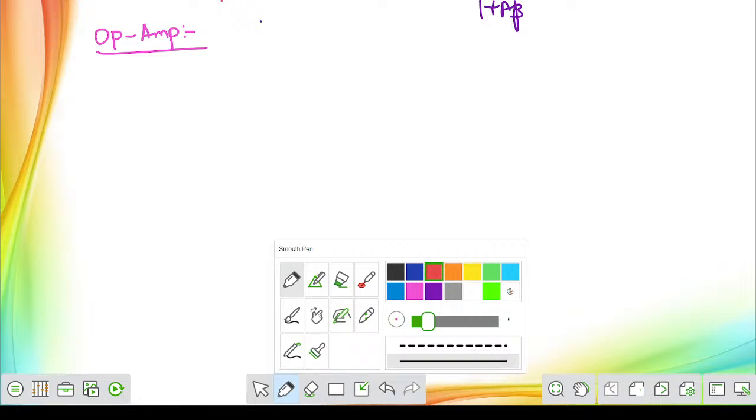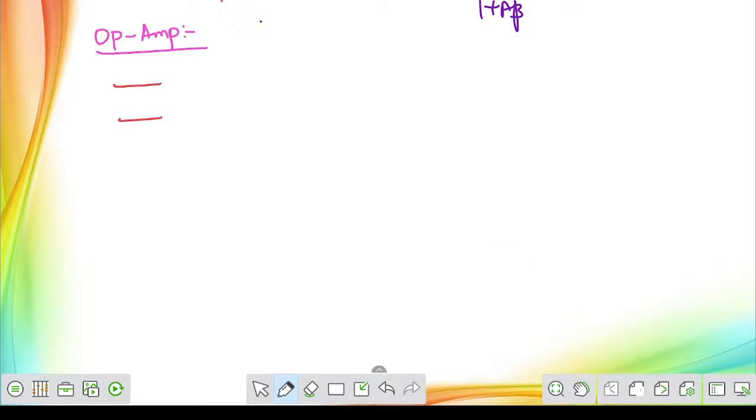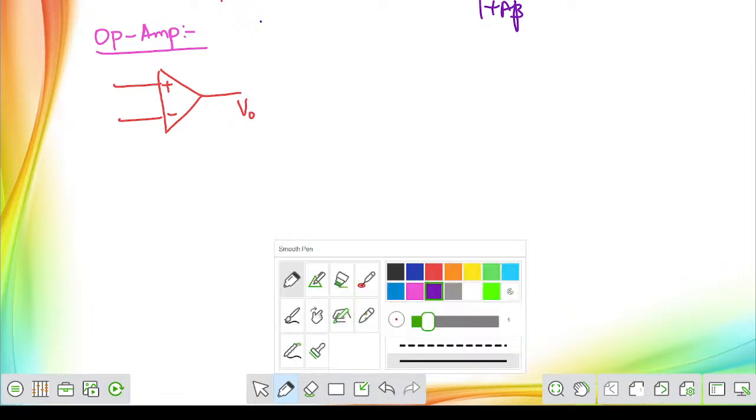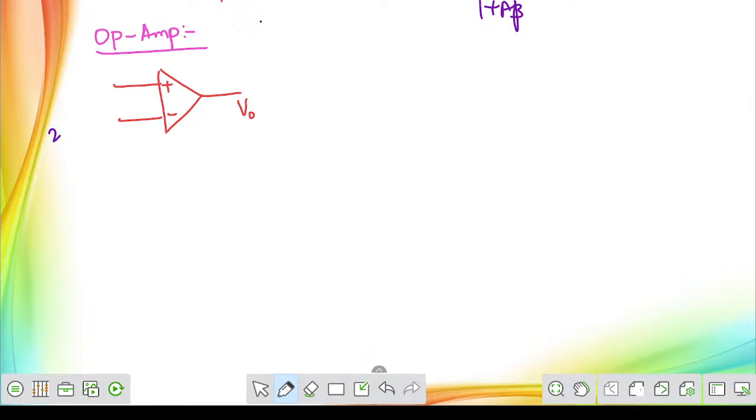First, let us deal with the ideal operational amplifier, and let us see its symbol. This is the symbolic representation of the op-amp. It has three terminals: one is the positive terminal, the negative terminal, and another one is the output terminal. So it has two input terminals and one output terminal.